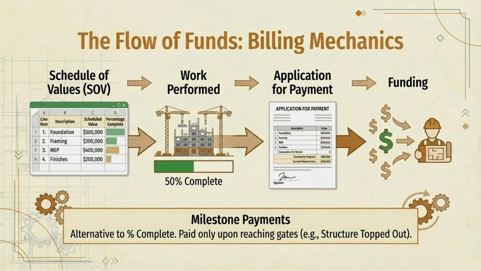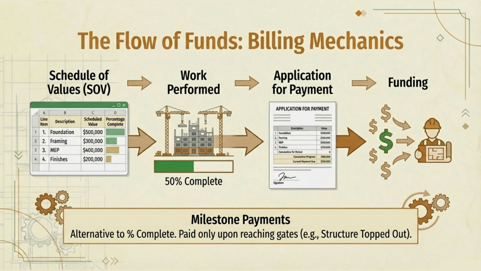In this example, they're requesting $700,900 for cumulative progress minus $70,900 in retainage. We'll get to that. So the current payment due is $70,900. Step 4. Funding. Money finally flows to the contractor.